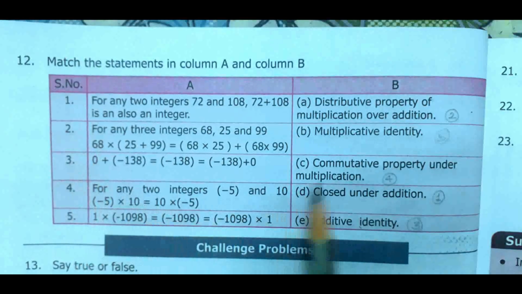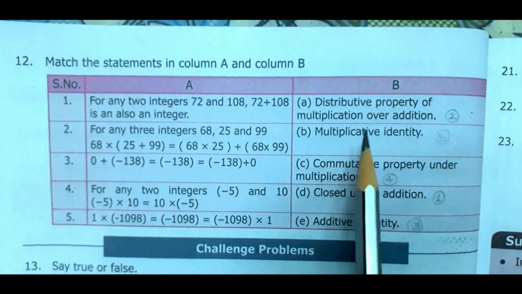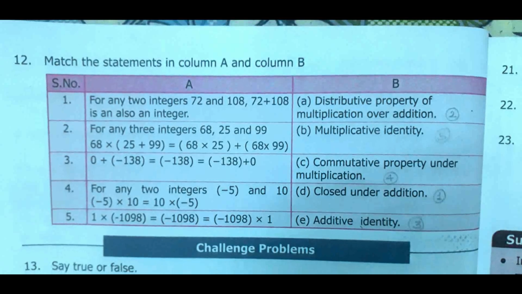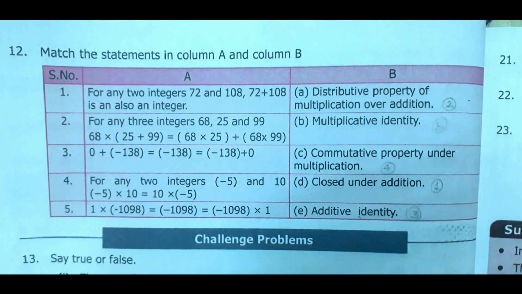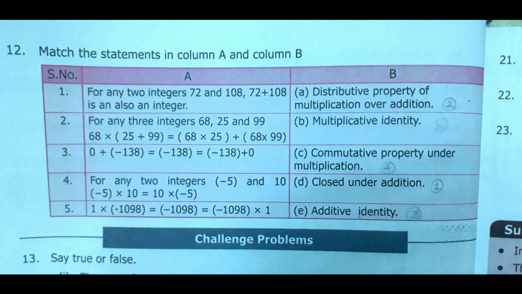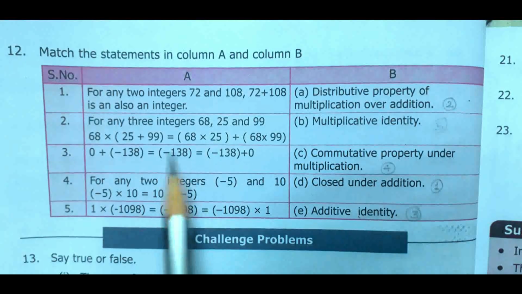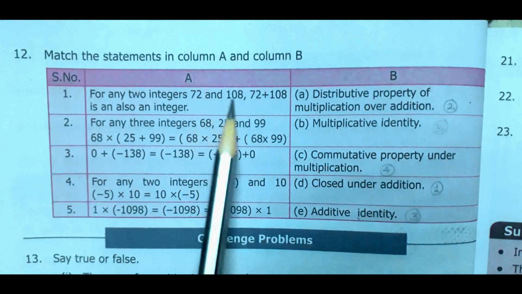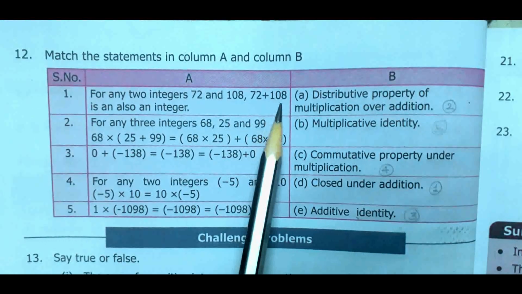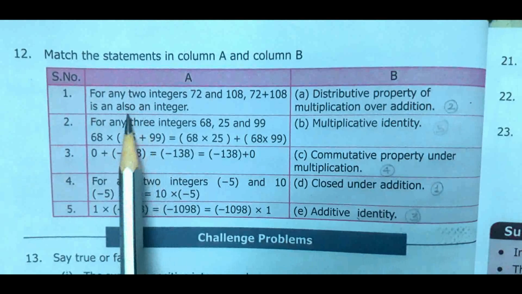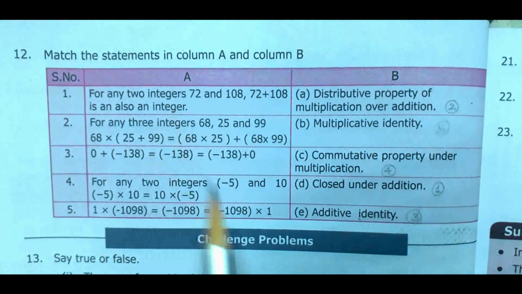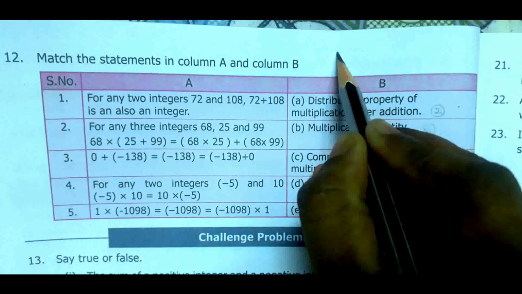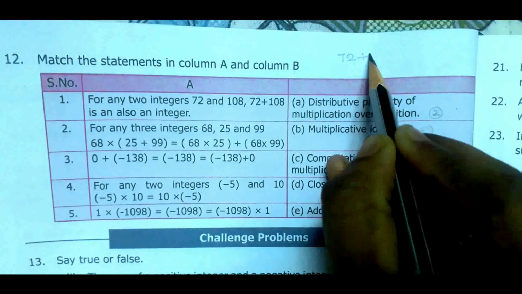Clear? This matching goes with the help of the properties of integers which we learnt for addition, subtraction, multiplication and division. Altogether they have given it as a matching. Okay, first question: for any two integers 72 and 108, 72 plus 108 is also an integer. Fine. So nothing but we have to add 72 plus 108.